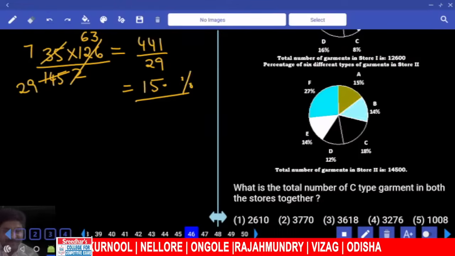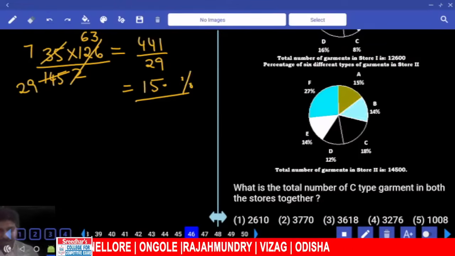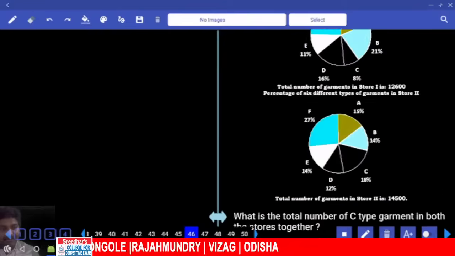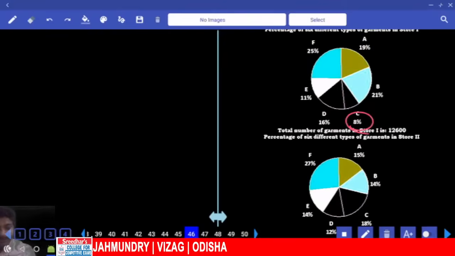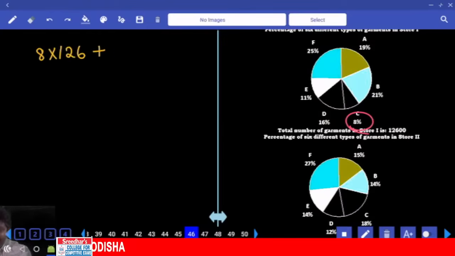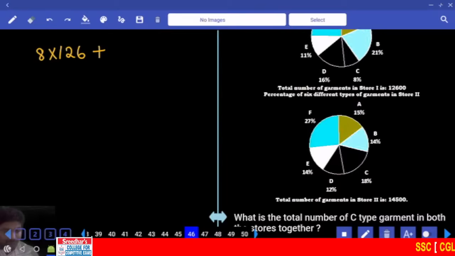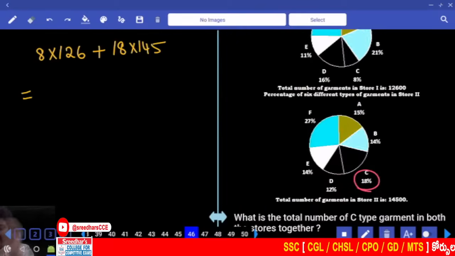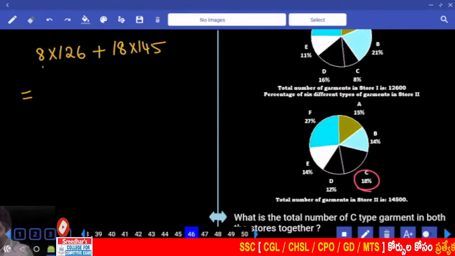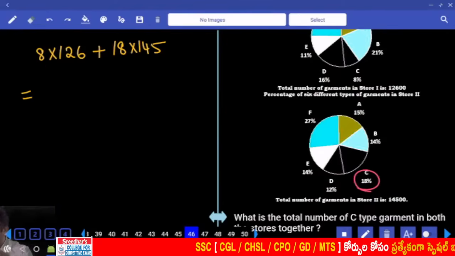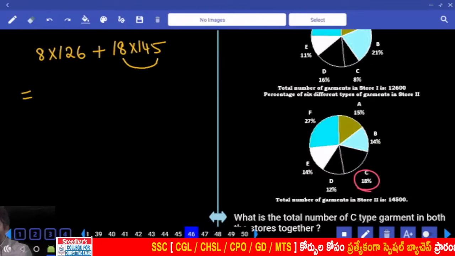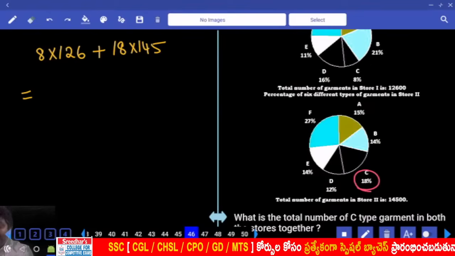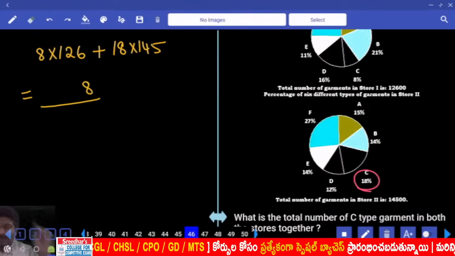What is the total number of C type of garments in both the stores together? C type of garments, C value in store 1, 8%, 8 into 126 plus store 2, 18%, 18 into 145. Yes. First let me identify last digit verification. 6 into 8 ends with 8, into 5 ends with 8, plus 0 ends with... answer should end with 8.